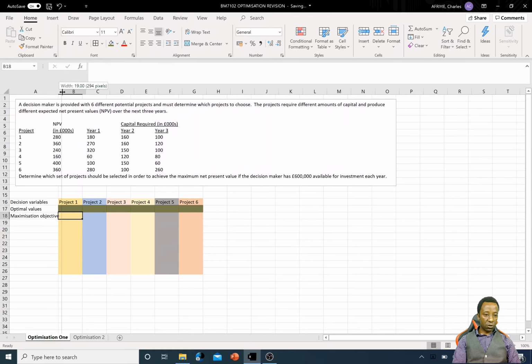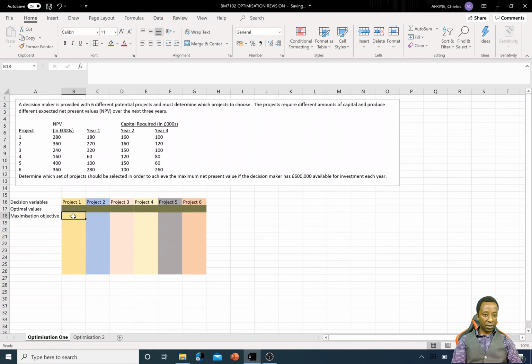So we want to get the most out of the NPVs. So we just have to state the NPVs for each of the projects under the respective columns. So 240 for project 3, 160 for project 4, 400 for project 5, and 360 for project 6. And then we need to insert a formula here, and that formula would enable us to know the total NPVs that we would have after we've selected the optimal projects.